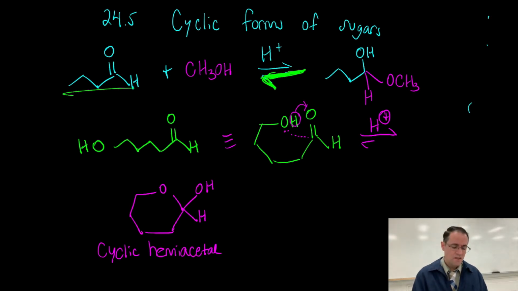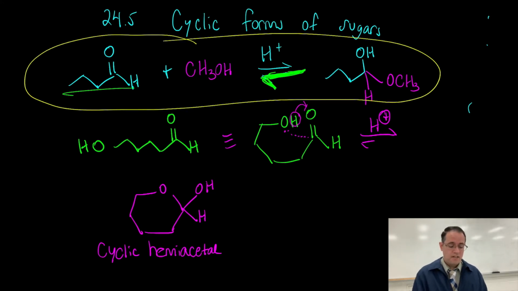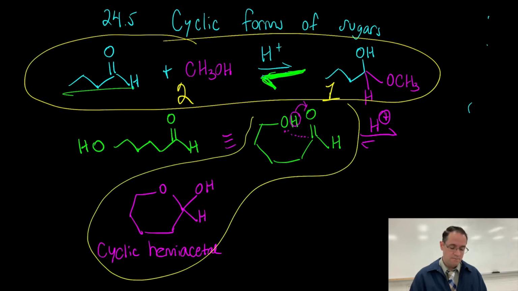Now, I mentioned entropy. If I might highlight this reaction in yellow up above, we have 2 particles forming 1 particle, and that's not very entropically favored, okay? However, in this reaction right here, you're going from 1 particle to 1 particle, so there's no penalty in terms of the entropic cost of this transformation. So that's why the cyclic hemiacetal is more favored, and this is why sugars always exist in the cyclic hemiacetal form, rather than the open chain that we draw when we draw the Fischer projections, okay?